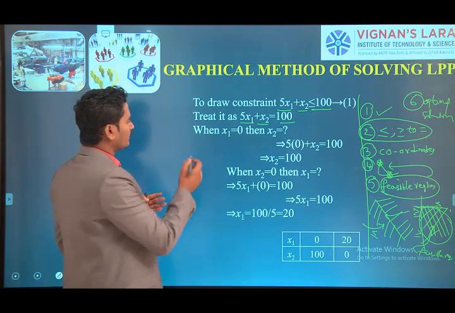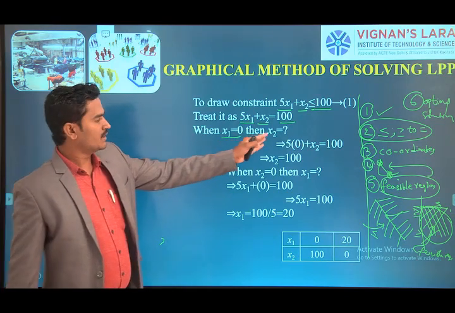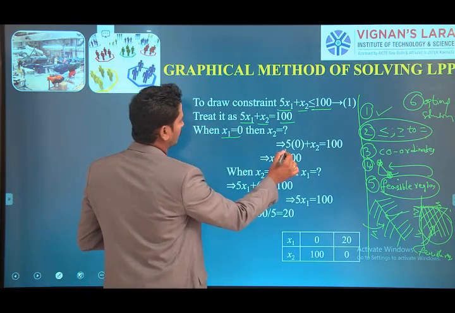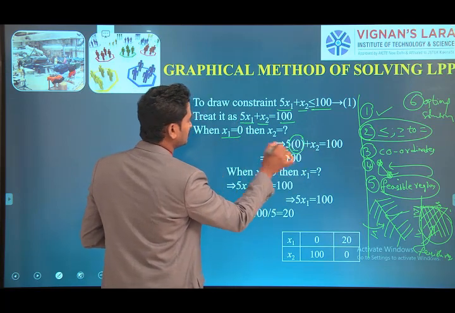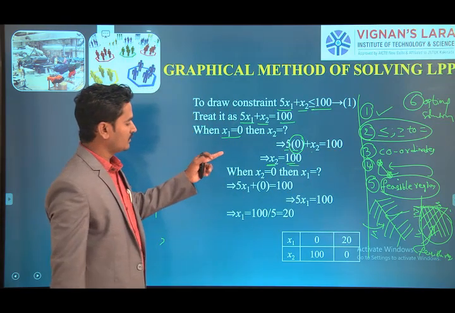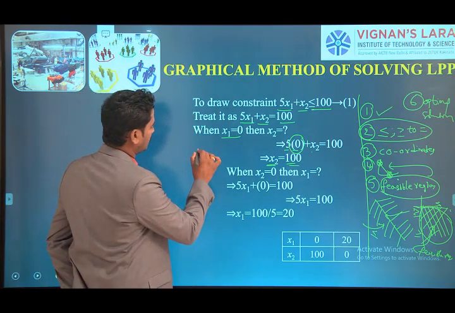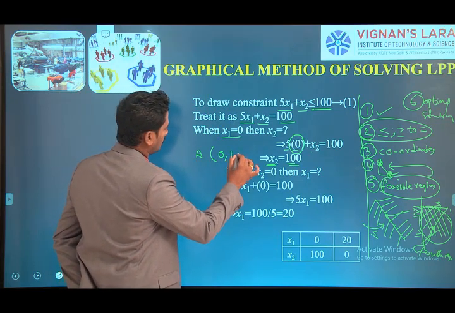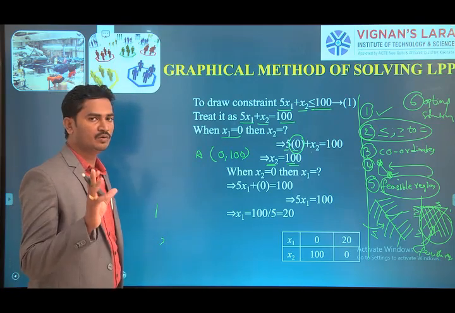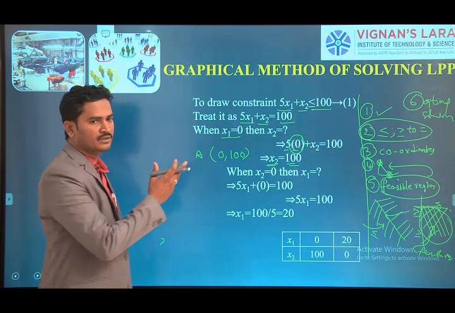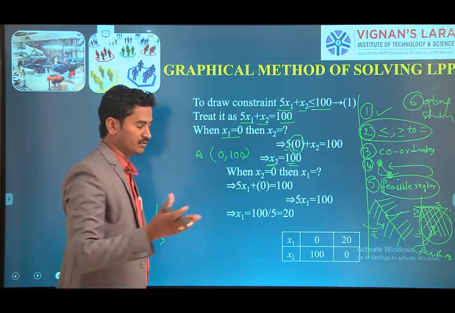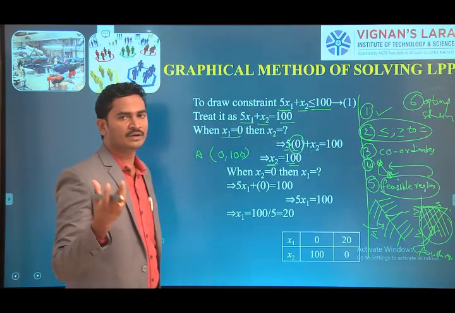First, I assume x1 is equal to 0, then we find the x2 value. Here in 5x1, in the place of x1, I substituted 0, and we find x2 is equal to 100. Okay, this is point A: 0, 100. From each equation, we get two coordinates. If the variables are more than 2, we will get more coordinates. Here we have only 2 decision variables, so we are going to get 2 coordinates only.